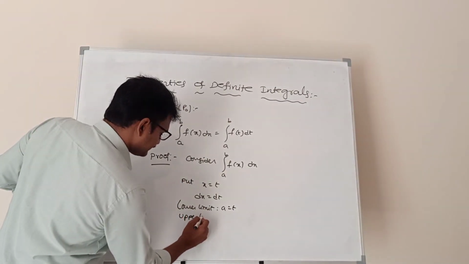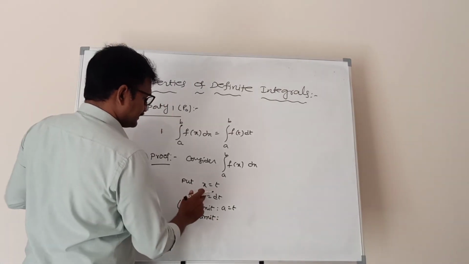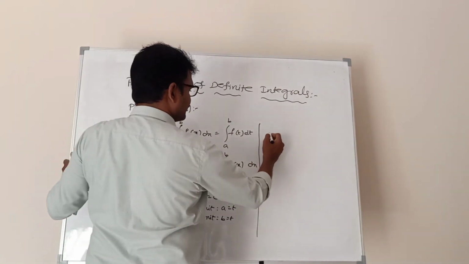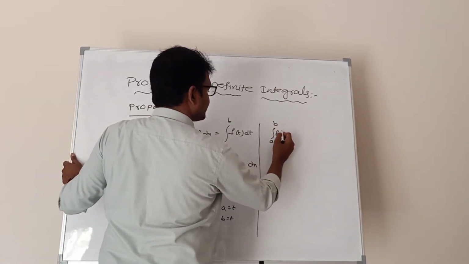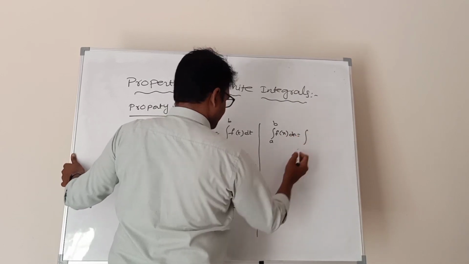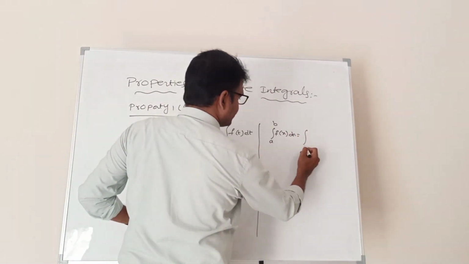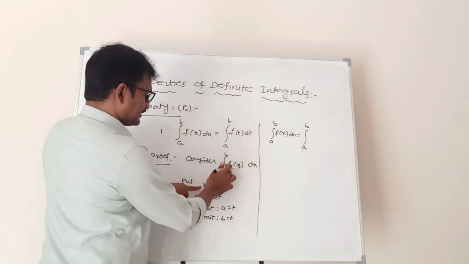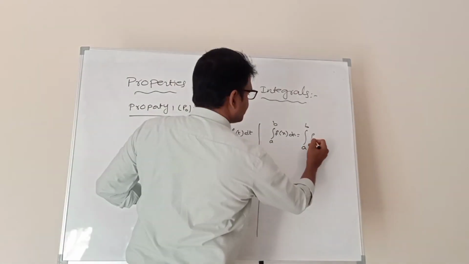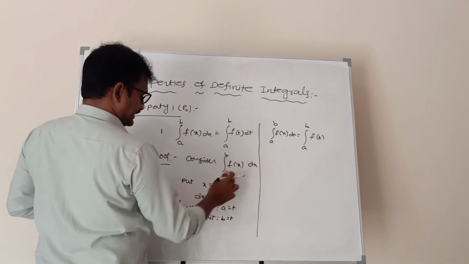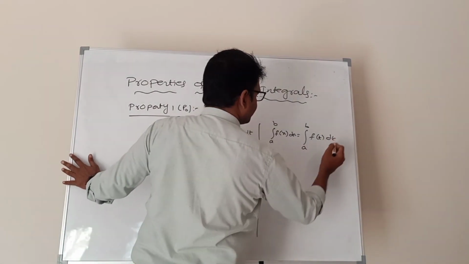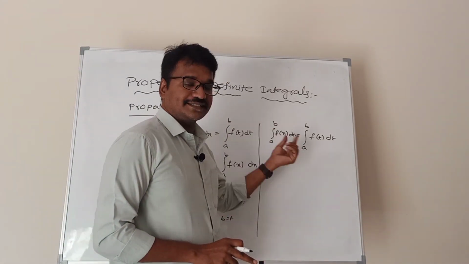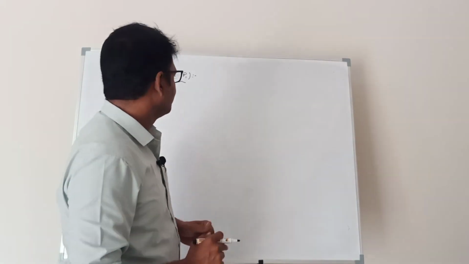Upper limit: the upper limit value is b, so b is equal to t. Now change every value in LHS. The integration from a to b of f of x dx is equal to the integration with lower limit t equal to a, and upper limit b, the same. In the place of x we are replacing t, that means f of t, and dx becomes dt. So the integration of f of x dx is equal to the integration from a to b of f of t dt.